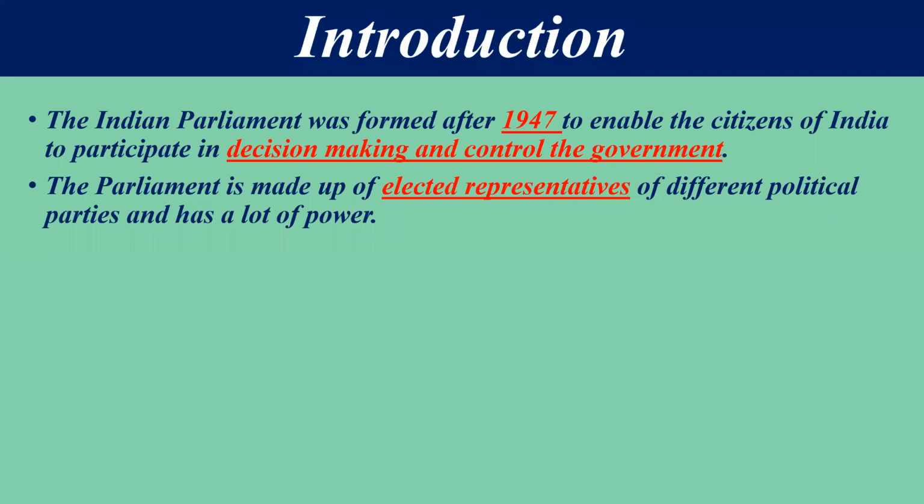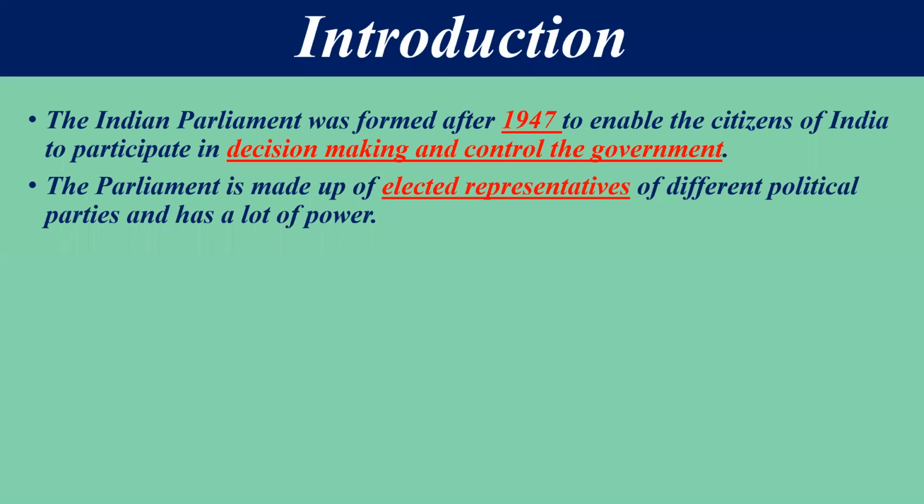It means after 1947, now we have a democratic government, and in the modern democratic government, we have to choose people as representatives, and these representatives participate on behalf of the citizens. That's why, in this way, the citizens can participate in decision making and they can control the government also, right? So this is the Indian Parliament.